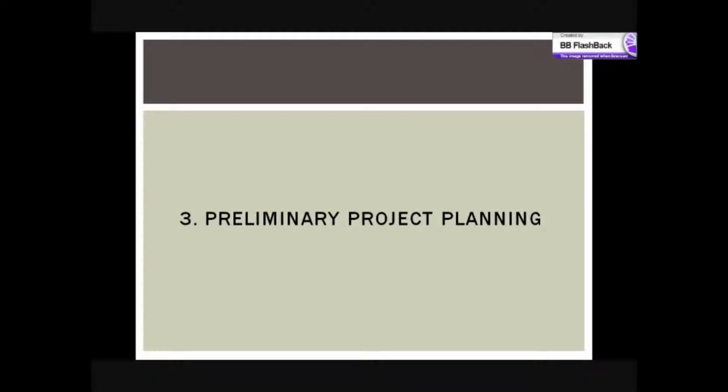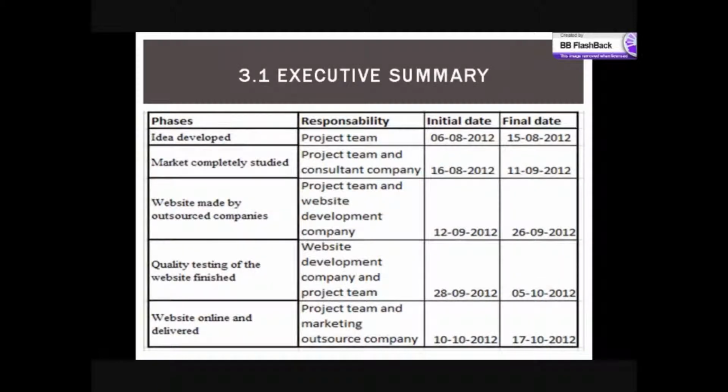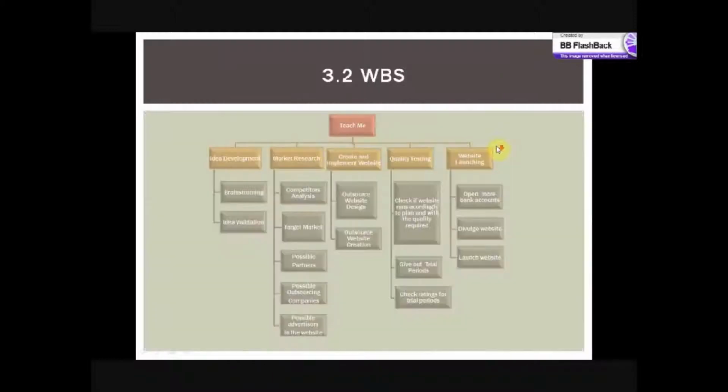Now I'm going to talk to you about the preliminary project planning. It considers WBS, resources, budget, risk management, and time management. This is the executive summary. Here we have the main phases of our project and the teams responsible for each phase, and the start and ending dates too.